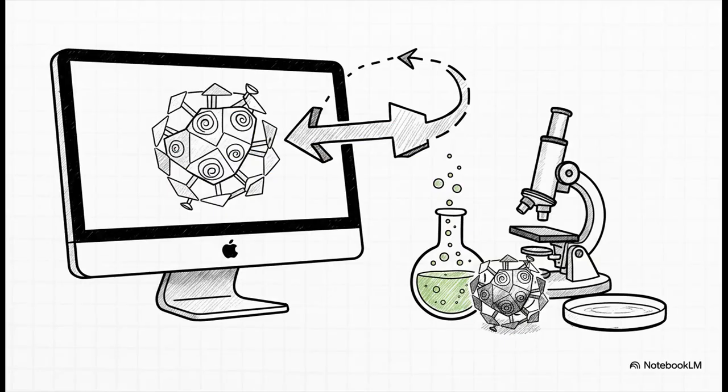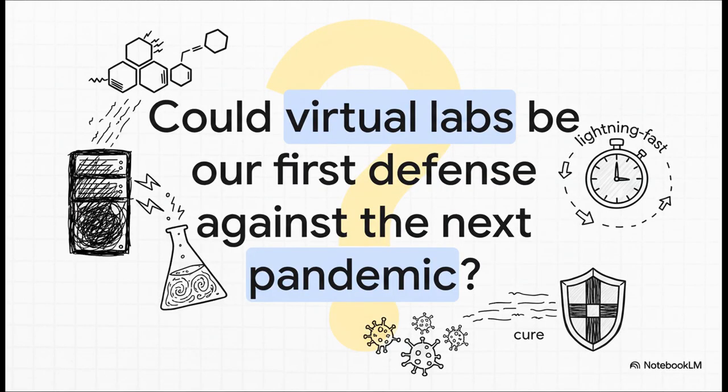Now, it is really important to remember that this is still a vaccine candidate. The computer has done its job. It's given us a fantastic blueprint. The next critical step is to take that design out of the computer and into the lab to begin real-world testing. And this all leaves us with a pretty fascinating final thought. As new viral threats inevitably continue to emerge, could these lightning-fast virtual labs become our most powerful first line of defense in the race to find a cure?